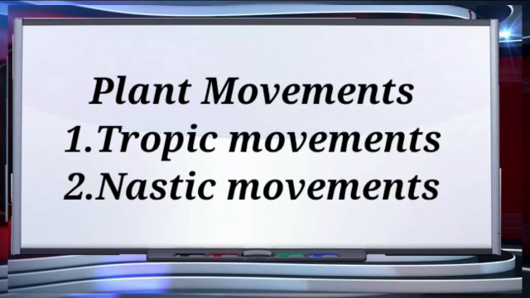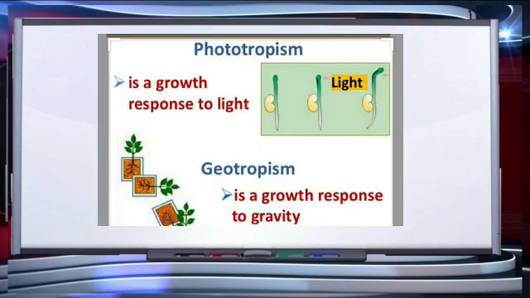The movements of plant parts in response to external stimuli can be divided into two types. Number one is tropic movements, and the second one is nastic movements. Let's see the different types of tropic movements. This slide shows two types of tropic movements, phototropism and geotropism.